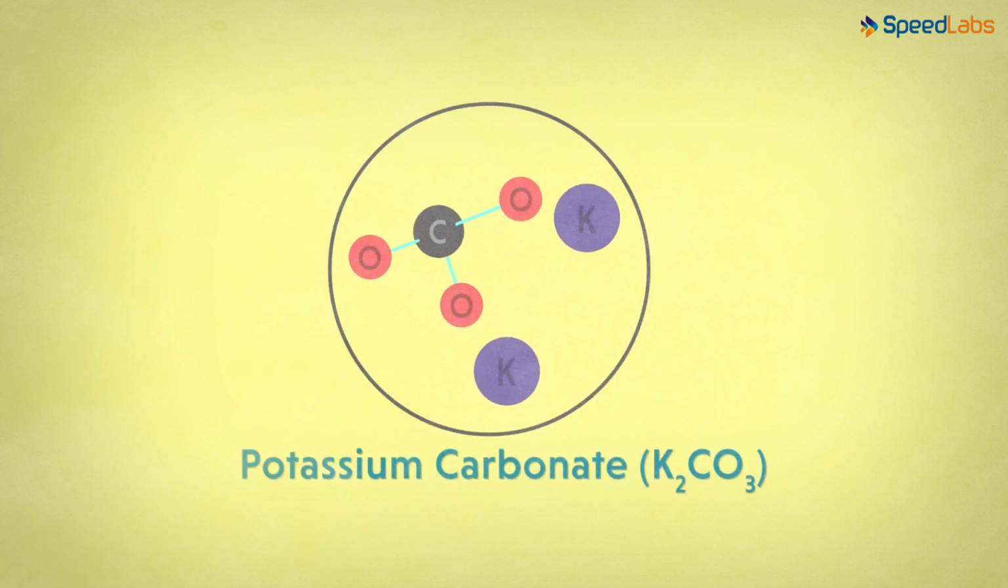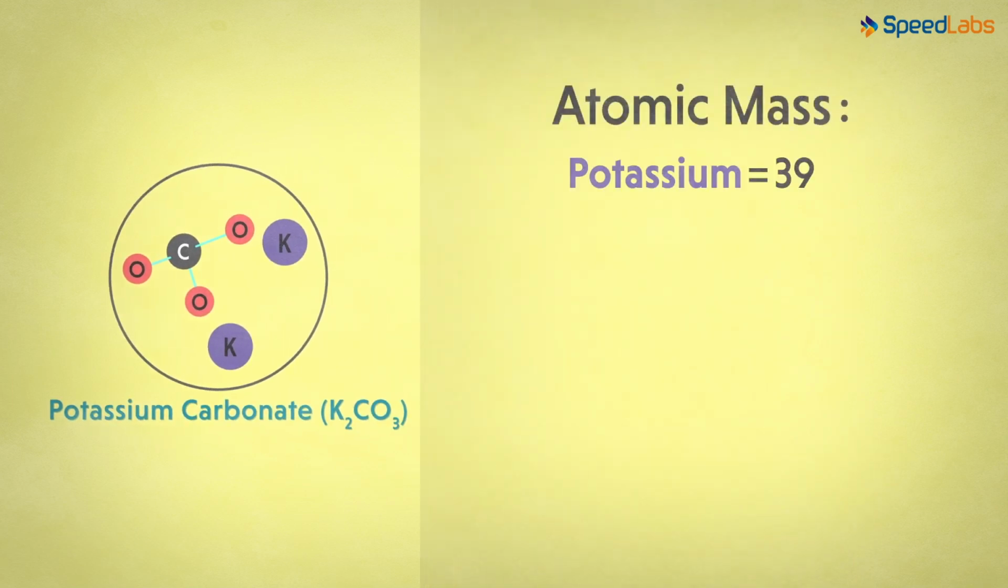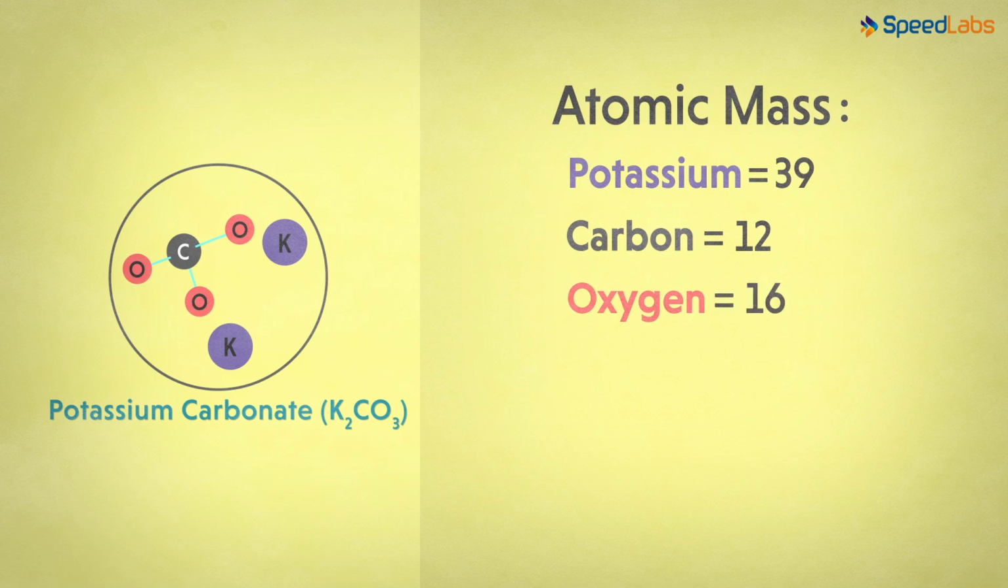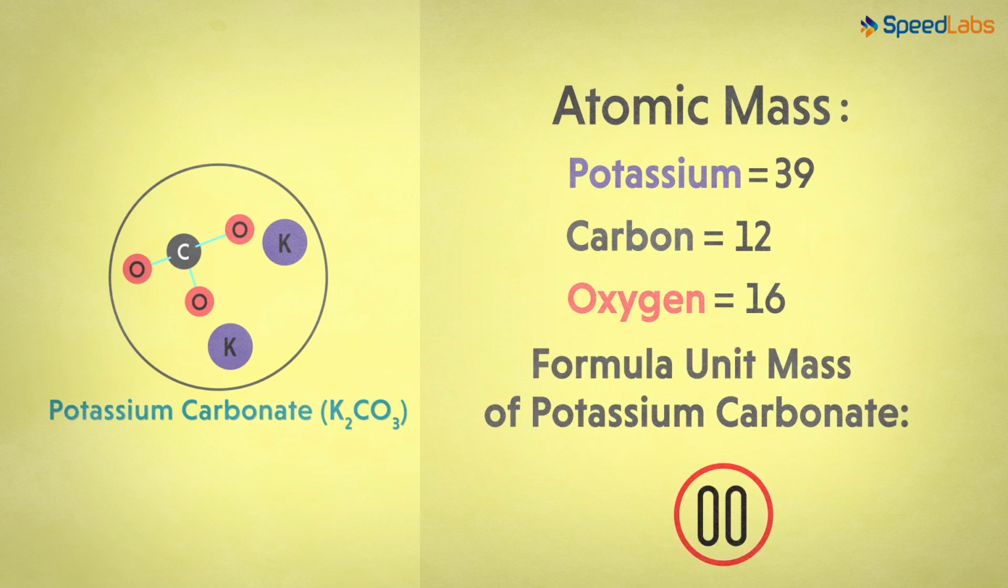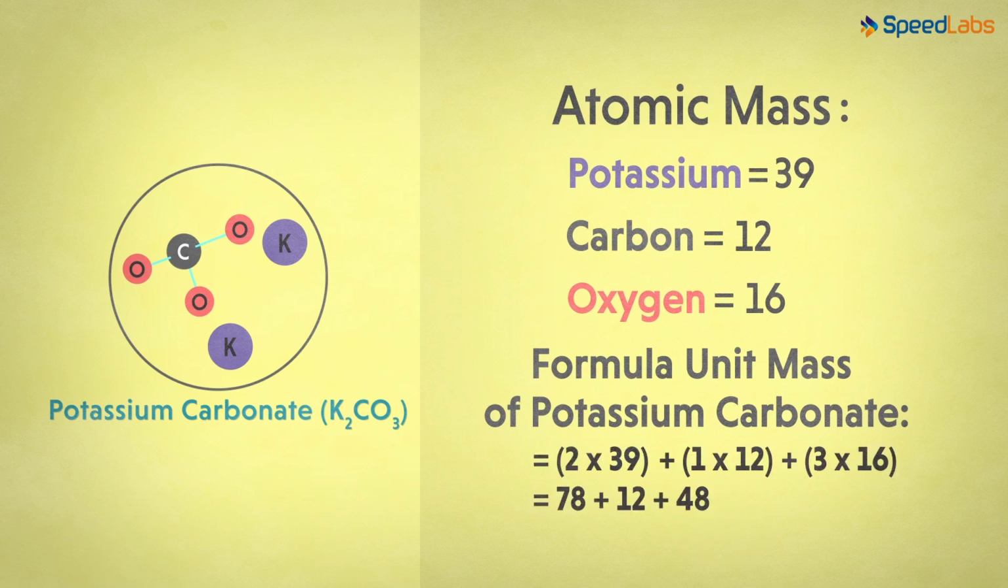Let's take another example to understand this concept. We take potassium carbonate that is written as K2CO3. We know the atomic mass of potassium is 39, that of carbon is 12, and the atomic mass of oxygen is 16. Can you find the formula unit mass of potassium carbonate? After the calculations, we get the answer as 138 units.